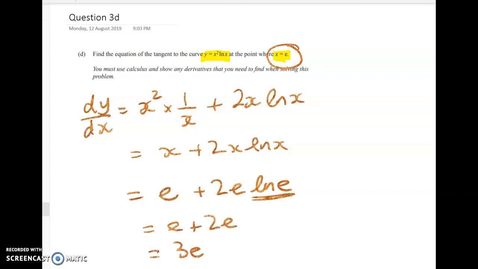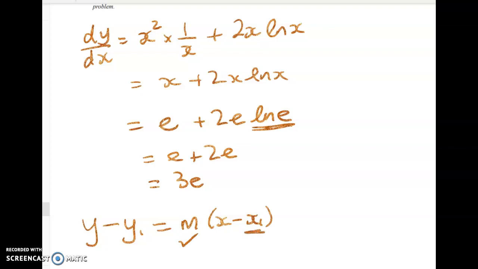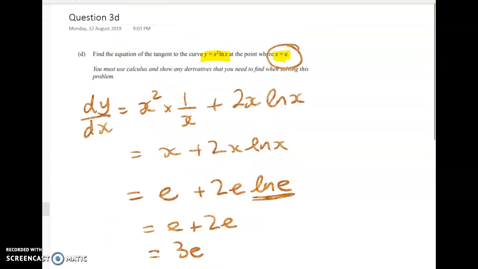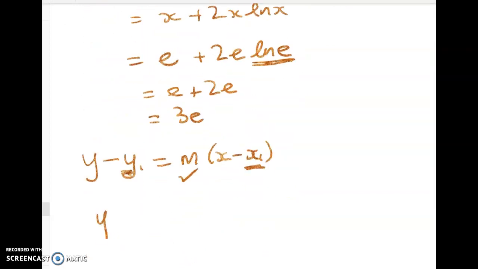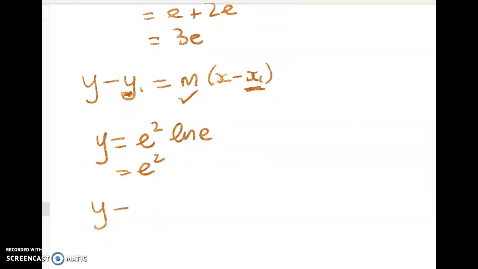So that's my gradient. To find the equation of the tangent, the easiest way to do it is to use this. y minus y1 is equal to m times x minus x1. So we've found the gradient. Now we need to find x1 and y1. And x is equal to e. So that's easy. That's my x1 value. Now I have to shove this into x squared ln x. So y is equal to e squared ln e, which is just e squared. So we have y minus e squared is equal to 3e times x minus e.